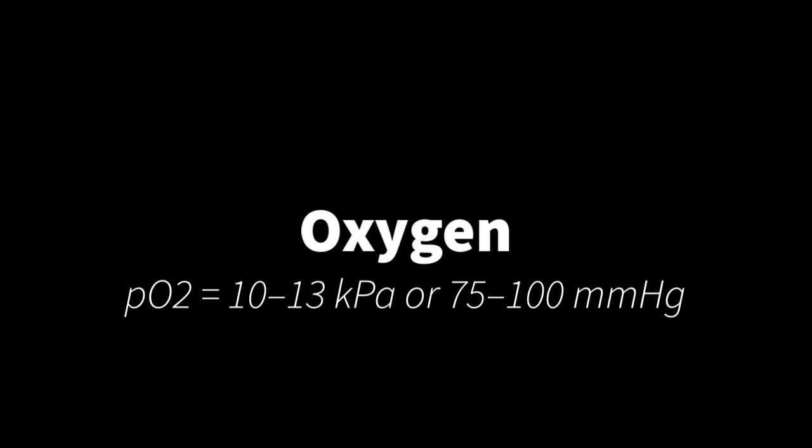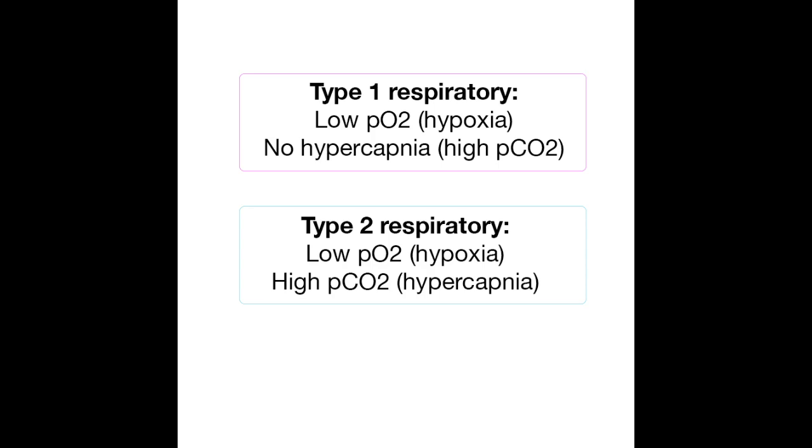So if the PO2 is below 10 kilopascals or 75 millimeters of mercury, the patient has low blood oxygen, which is called hypoxia. And this leads us on to some other terms that you might hear when you're dealing with blood gases. And these terms are type 1 and type 2 respiratory failure. And these are really quite simple. In type 1 respiratory failure, this means the patient has a low PO2, but the PCO2 is normal or even low. Or another way to put that is the patient is hypoxic, as in they have a low PO2, but they're not hypercapnic. And hypercapnia means a high carbon dioxide or PCO2.